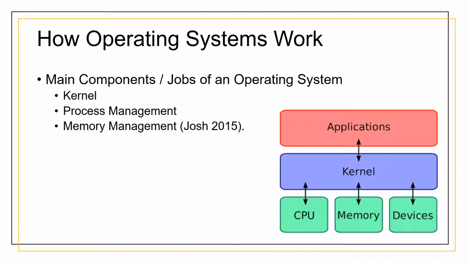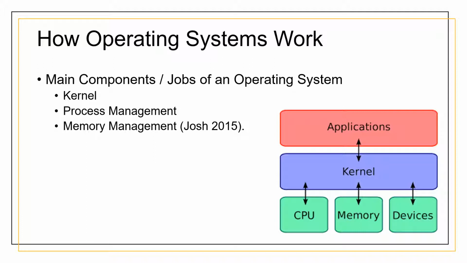There are a few main components or jobs of an operating system that are pretty important, and the first is the kernel. The kernel is the first thing that will boot in an operating system. It will allow for the communication between the hardware and software components of the computer. So you can see in the illustration here that it acts as the mediator between the applications that you see on the computer and the actual hardware components like the CPU, the memory, or the devices that are attached.